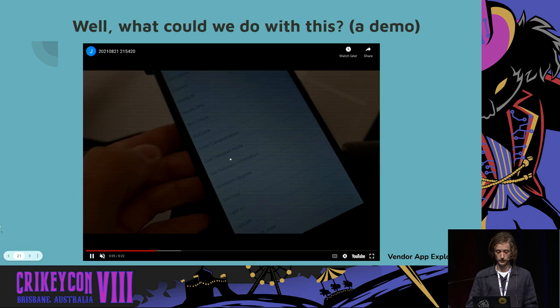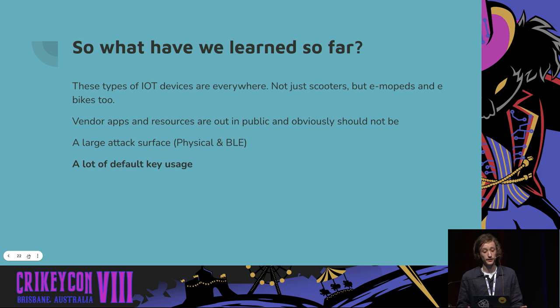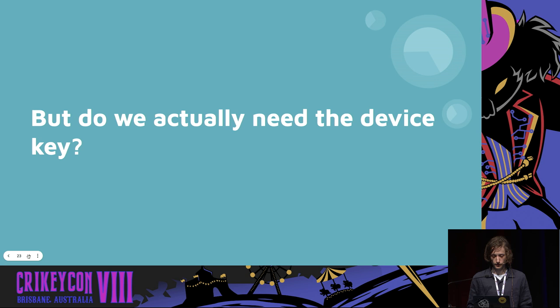So what have we learned so far? These types of IoT devices are absolutely everywhere, not just in scooters, but also e-mopeds and e-bikes as well. These vendor apps and resources are out in public and quite obviously should not be. These devices have a very large attack surface, both physically and over BLE. And there's a lot of default key usage. And you're going to hear me say this quite a lot: there's a lot of default key usage. But do we actually need the device key? Do we actually need this default key that apparently never changes?